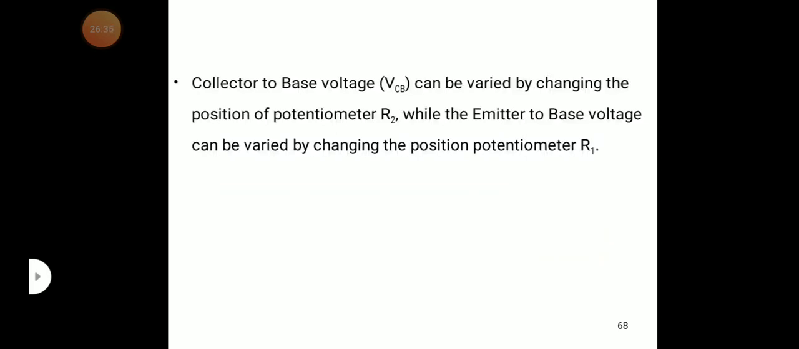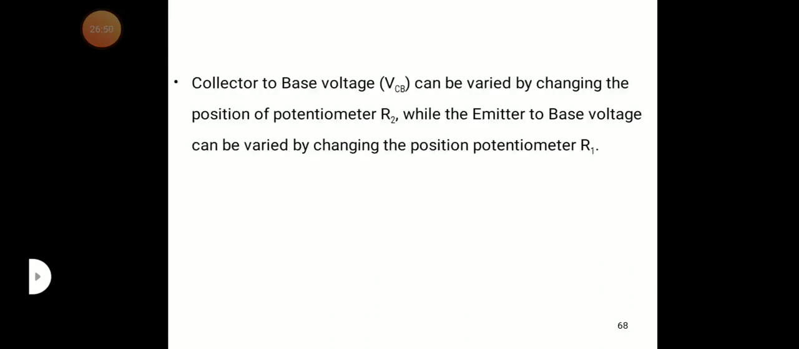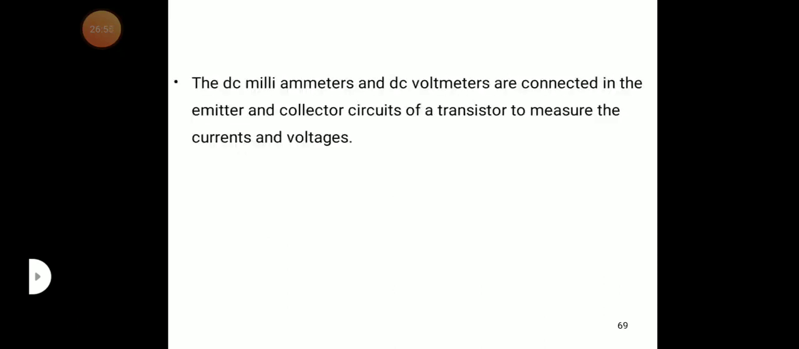In this figure, the NPN transistor is connected in CB configuration. The collector to base voltage VCB can be varied by changing the position of the potentiometer R2, while the emitter to base voltage can be varied by changing the position of the potentiometer R1. So we can vary VCB and VEB. The DC milliammeters and DC voltmeters are connected in the emitter and collector circuits of the transistor to measure the currents and voltages.